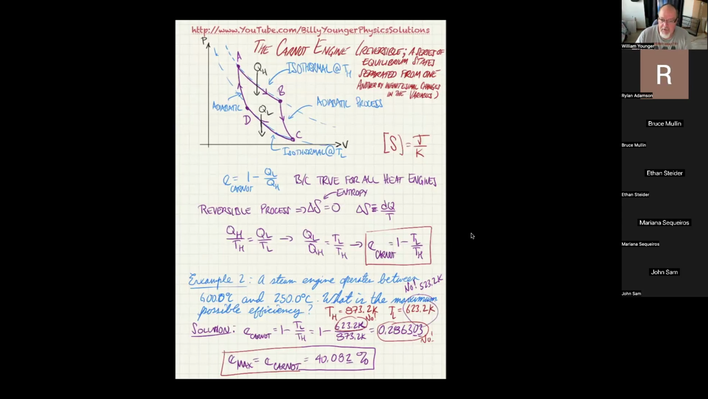All right, I guess it's about time to start back up. I went ahead and wrote the Carnot engine across the top of that diagram and explained that it's reversible. And that means it's a series of equilibrium states separated from one another by infinitesimal changes in the variables. By doing that, you can always reverse it. That's what makes it reversible.